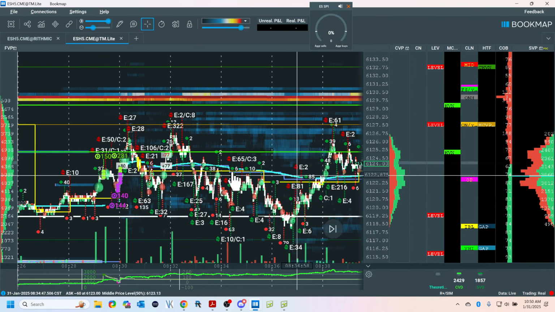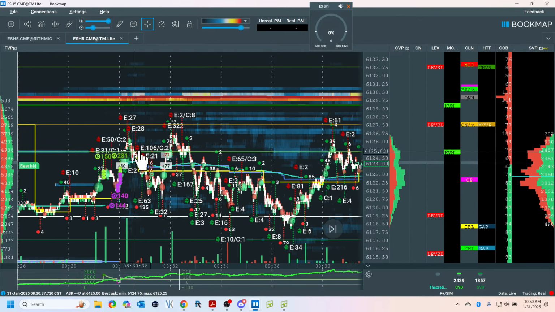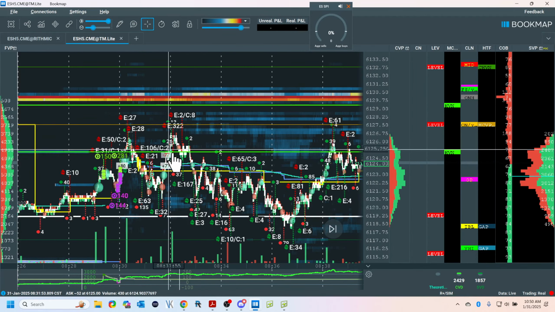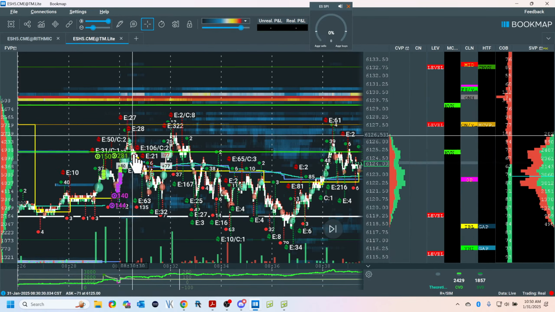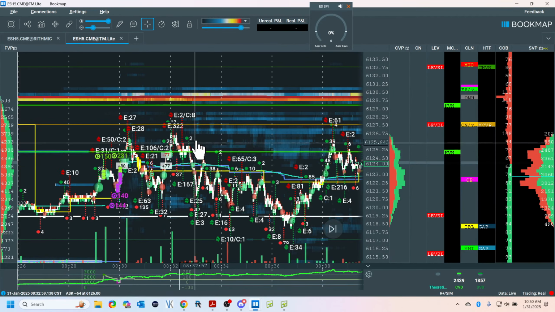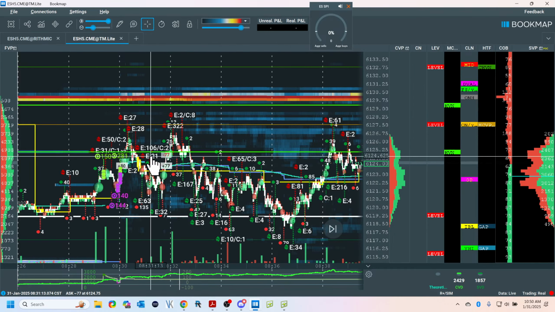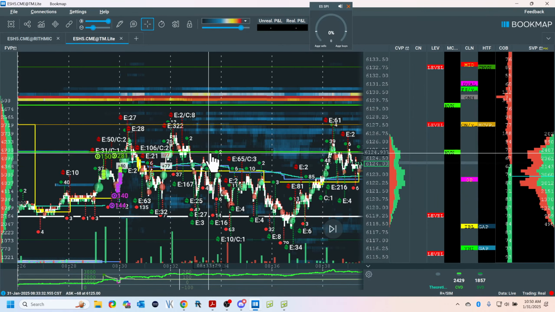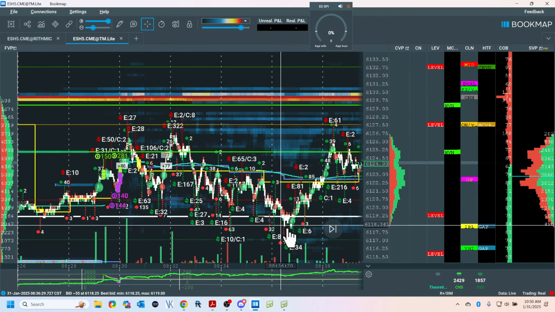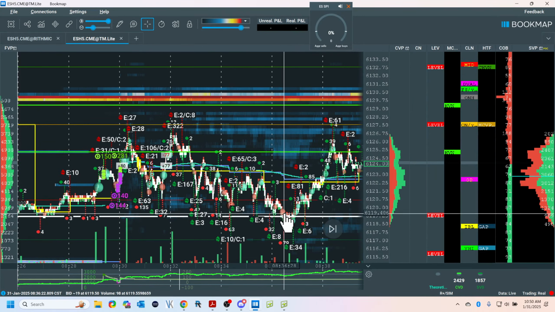I'm going, all right, where's my resistance? Well, my resistance is up here. This green line is representing the high volume that's taking place in these micro structures. And this green line is now resistance. Okay, so I get taken out, very excited. And of course, I'm taken out near the low of the day.